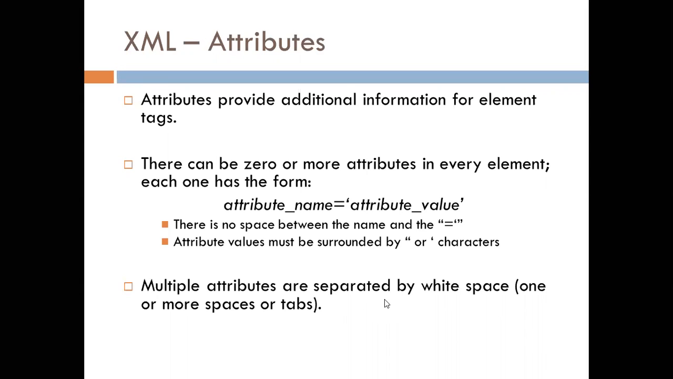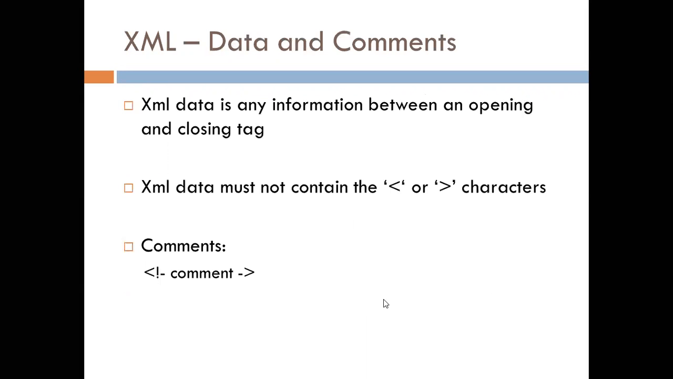Multiple attributes are separated by spaces. So if we are writing two attributes, then from one attribute to the second attribute, there should be a space.